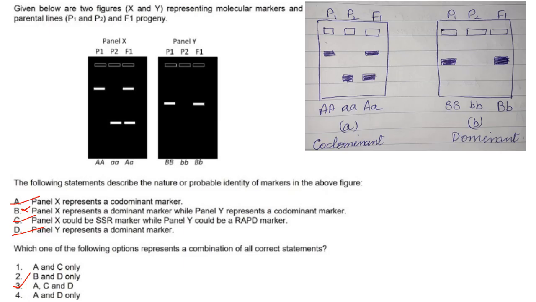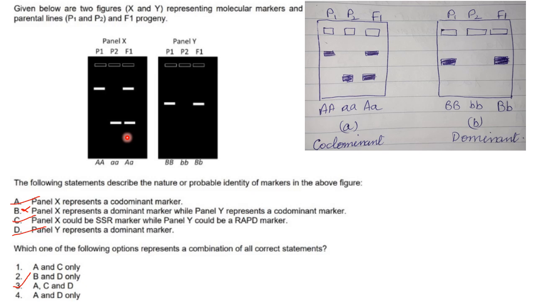So coming to the first question. Given below are two figures X and Y. These are the two figures, X and Y, representing molecular markers and parental lines P1 and P2, and F1 is the progeny. The following statements describe the nature or probable identity of markers in the above figure. Which of the following options represents the combination of all correct statements?